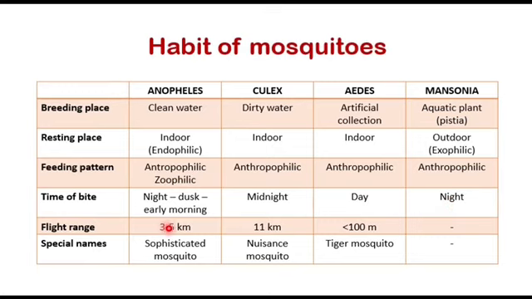The flight range of Anopheles mosquito is 3 to 5 km. Culex mosquito is 11 km, and the flight range of Aedes mosquito is less than 100 meters. Anopheles mosquito is also known as sophisticated mosquito. Culex mosquito is known as nuisance mosquito and Aedes mosquito is known as tiger mosquito.